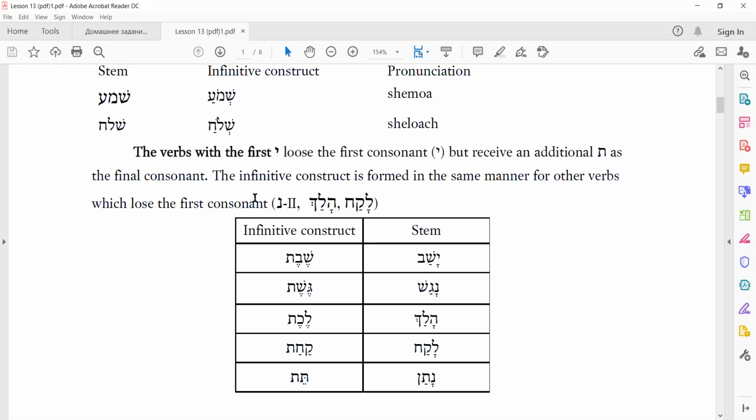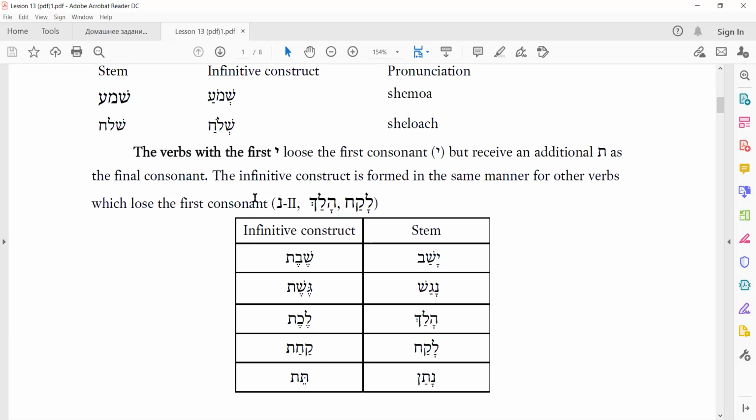And the same rule is for the verbs with the first nun, but the second group. Because do you remember, we have two groups of the first nun verbs. For example, nagash, it will be geshet. But nafal, it will be nefol, because nafal is from the first nun group. And these verbs like halach, lakach, they also form the infinitive in the same way, because do you remember, they usually conjugate in the same manner as the verbs with the first yud. So halach will be lechet, lakach would be kachat, and this very particular verb, natan, the infinitive construct would be tet, tet.